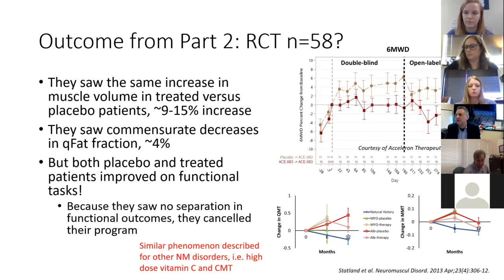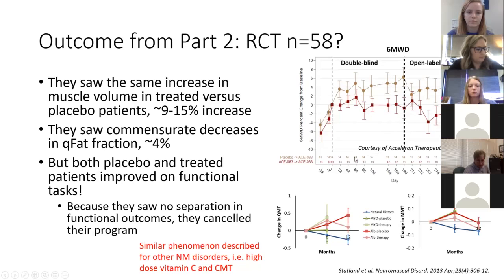But in the functional testing, they didn't see a strong signal that the drug was working. And so the company actually halted their development program, and they said, well, we don't see a path forward. What caused this is just showing you one of those functional outcomes. This is the 6-minute walk test. Some of you may have had the pleasure of doing this. It's aptly named. It's just how far you can walk in 6 minutes.